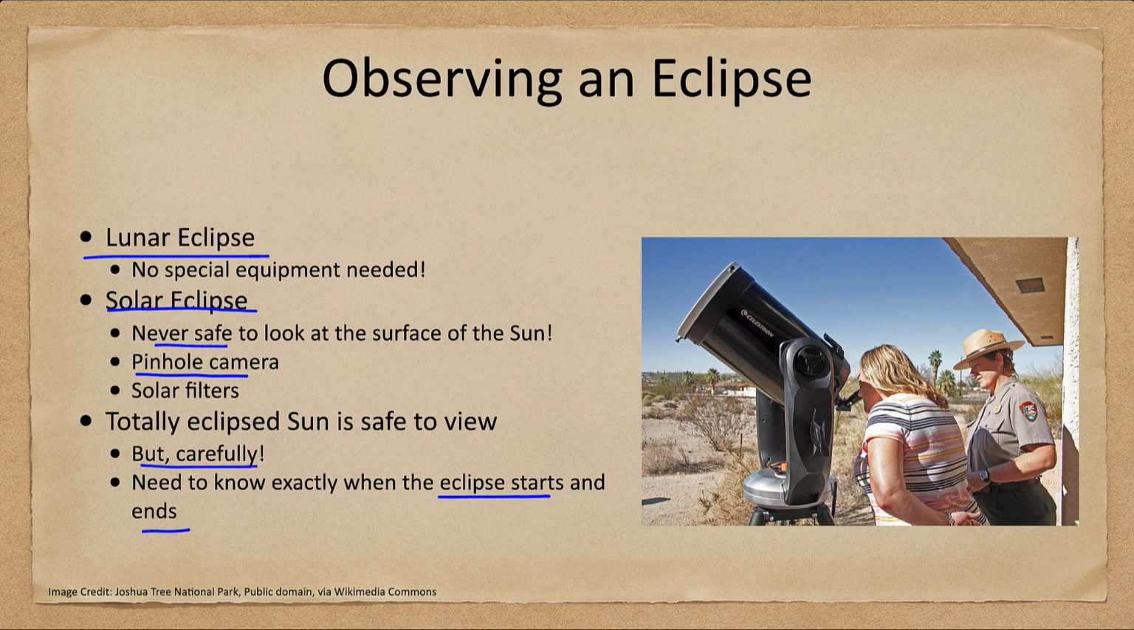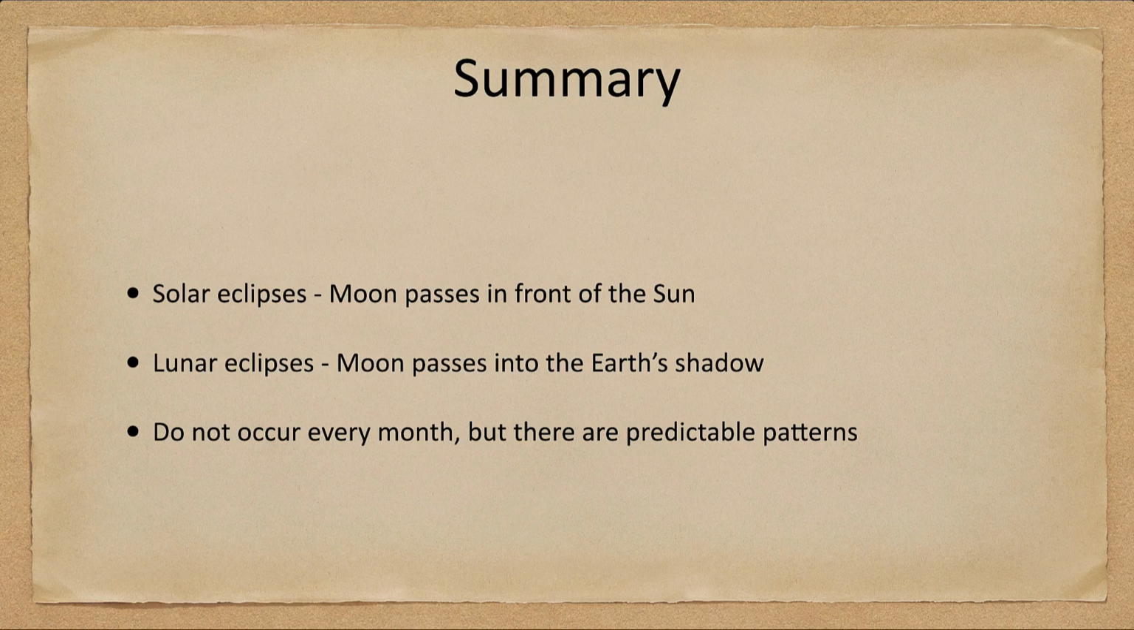So let's go ahead and finish up with our summary and what we've looked at. First of all, we looked at solar eclipses and lunar eclipses. Solar eclipses, the moon passes in front of the sun. A lunar eclipse, the moon passes into Earth's shadow. And we looked at how they do not occur every month, but there are predictable patterns that allow us to predict when eclipses will occur.